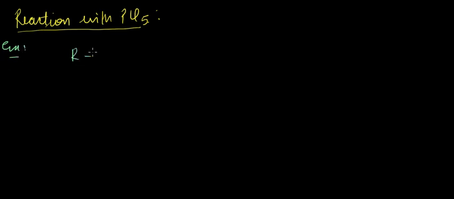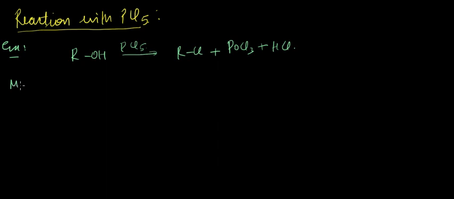So suppose we have a primary alcohol or a secondary alcohol, any type of alcohol. So what will happen on reaction with PCl5 is we will get an alkyl halide plus POCl3 plus HCl. Okay, so the mechanism of this reaction goes as follows.